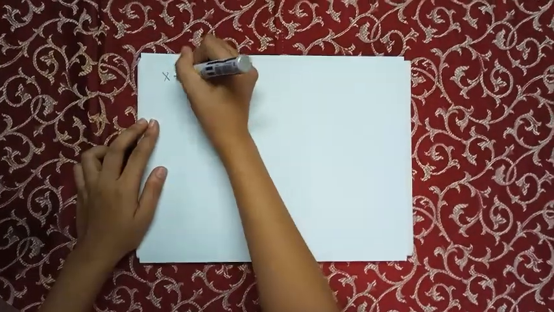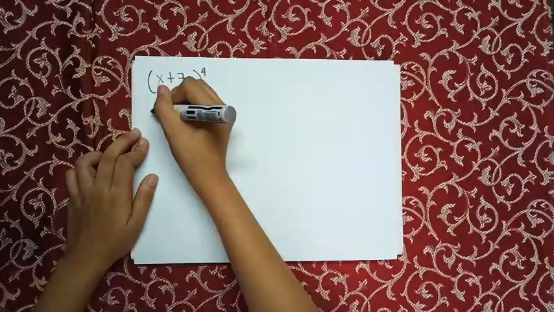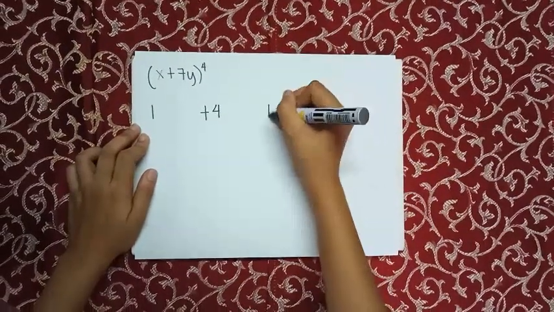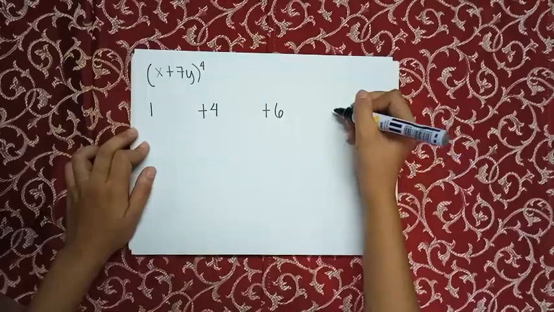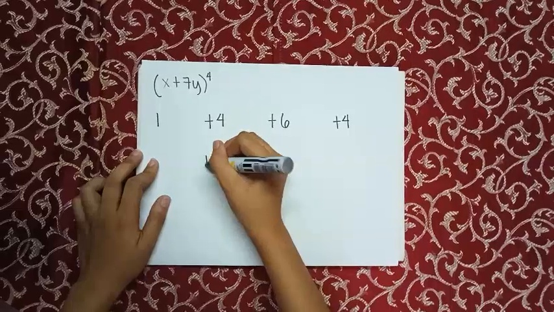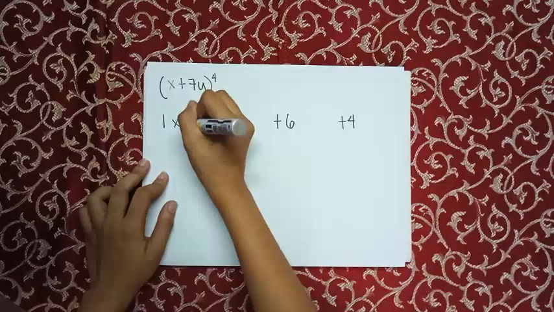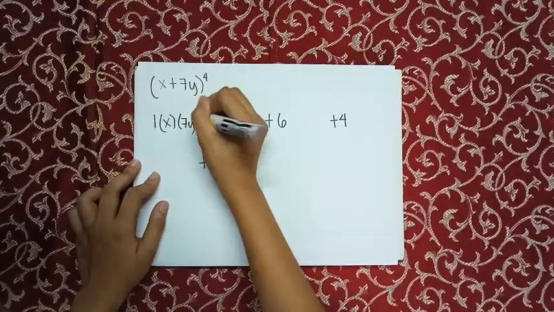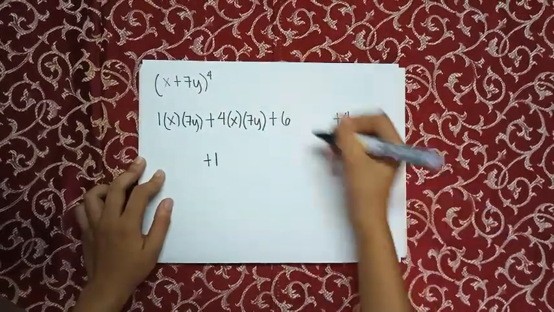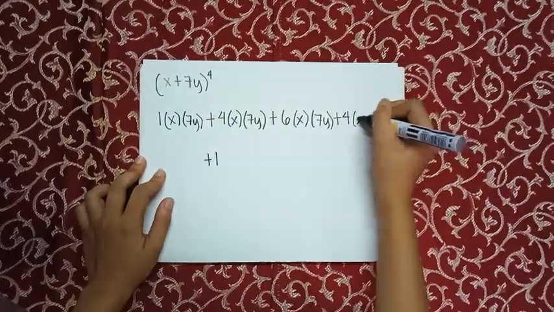So let's have an example: (x + 7y)^4. First we'll write the terms in the expansion we got from Pascal's triangle, which is 1, 4, 6, 4, and then 1. We'll add them all since the sign is positive. After that we'll write the values of a and b, which are x and 7y, beside the terms from Pascal's triangle.